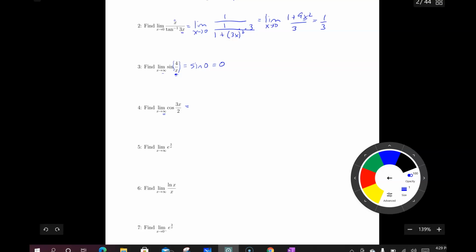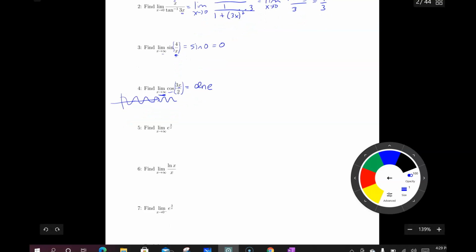Now if I'm plugging in infinity, I have 3 times infinity divided by 2. All of that is infinity. Cosine of infinity, wait a minute, cosine goes forever as x's are going to infinity. Cosine is forever rotating, or oscillating, I should say, oscillating between 1 and -1. This limit does not exist.